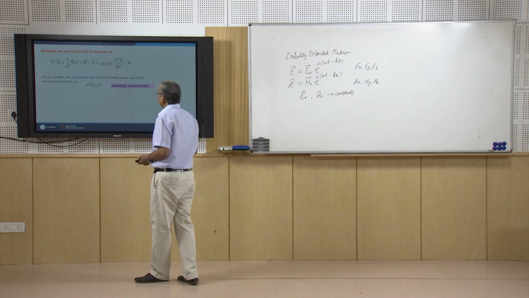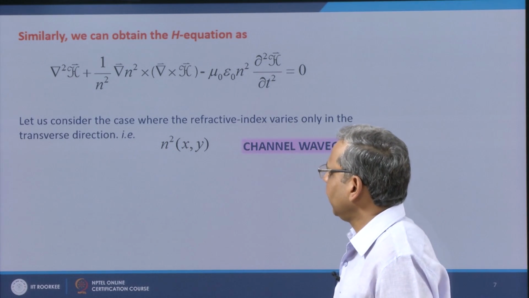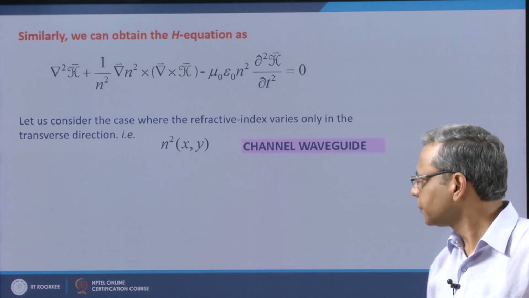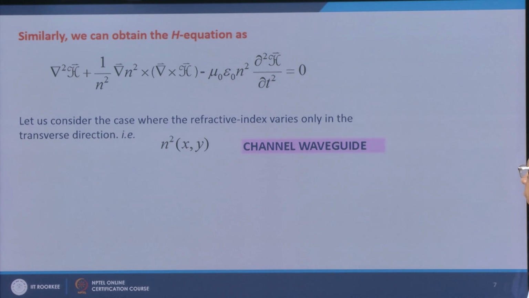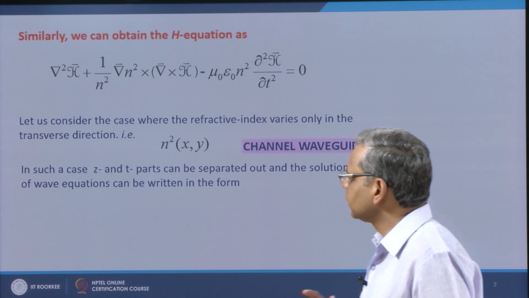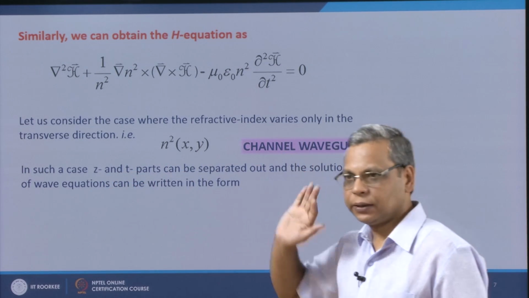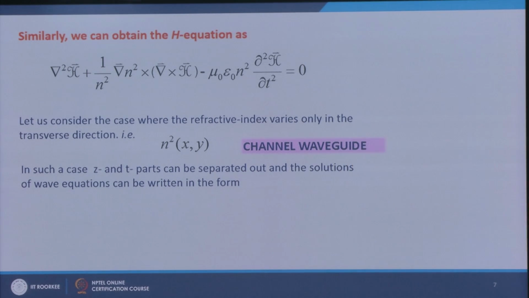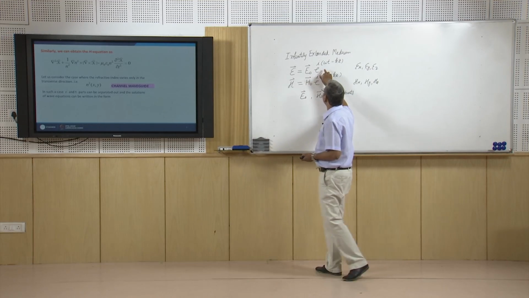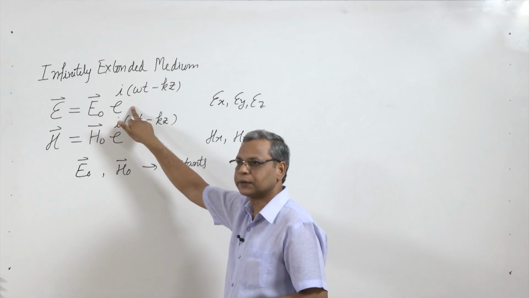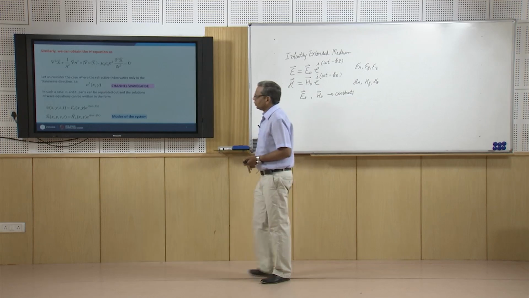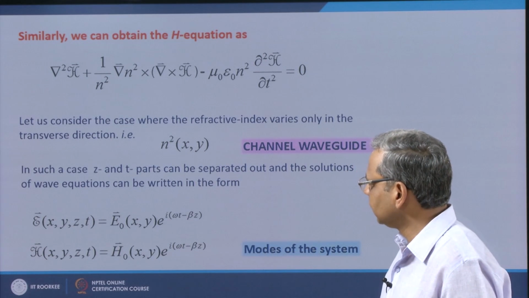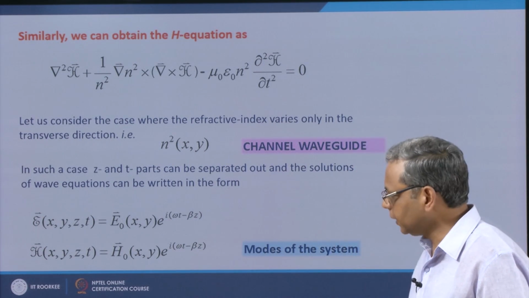So, I take in general a case where n square is a function of x, y, which can be a channel waveguide or optical fiber. So, n square does not vary with z. In this case, I can separate out the z and t parts, okay. And if I can separate out the z and t parts, then the z and t solution can be written in the same way as this. So, I write down the z and t solution like this, and the x y solution still remains.